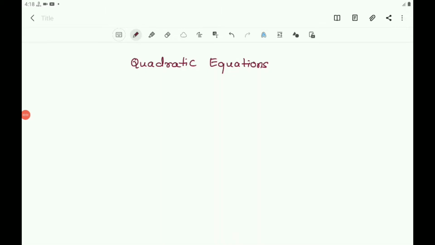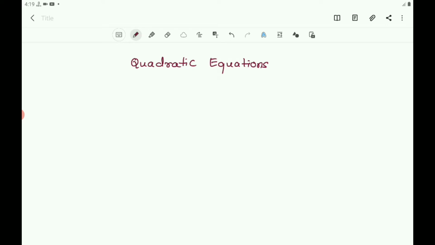Children, let us start the new chapter, quadratic equations. You have studied different types of polynomials: linear polynomial, quadratic polynomial, cubic polynomial, etc. One type was the quadratic polynomial of the form ax square plus bx plus c. Here a is not equal to 0.